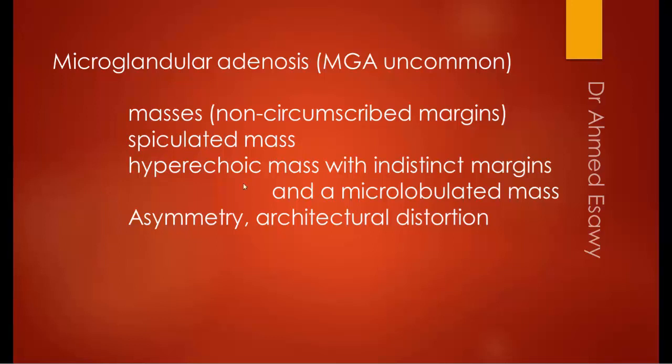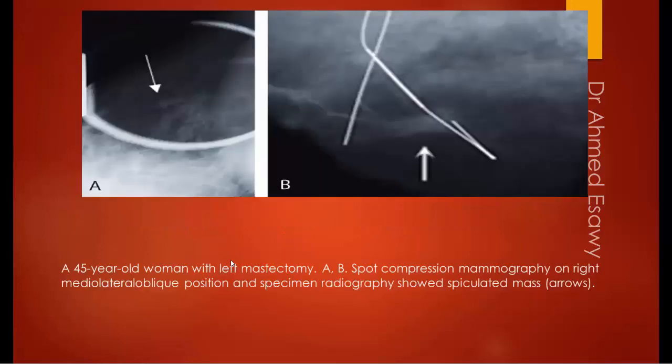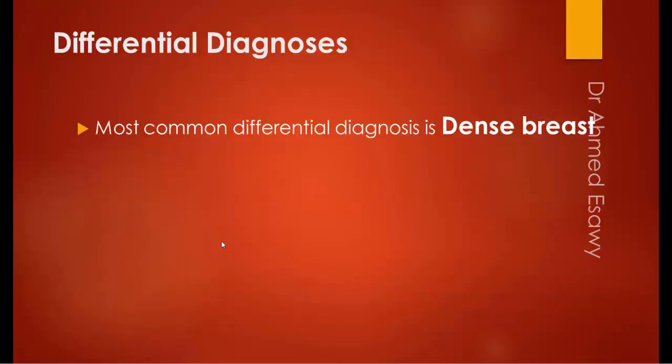Microglandular adenosis, another type. MGA is an uncommon, rare type of fibroadenosis, presenting as masses with non-circumscribed margins, or a spiculated mass, hyperechoic mass with a distinct margin, and microlobulated mass, asymmetry, architectural distortion. This is an old woman with left mastectomy, spot compression showing a spiculated mass of microglandular adenosis.